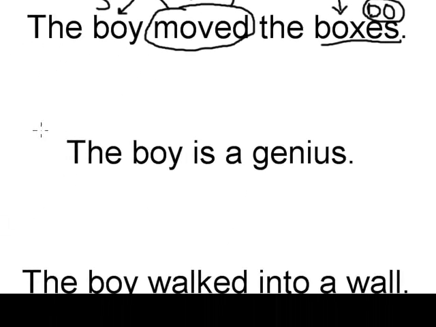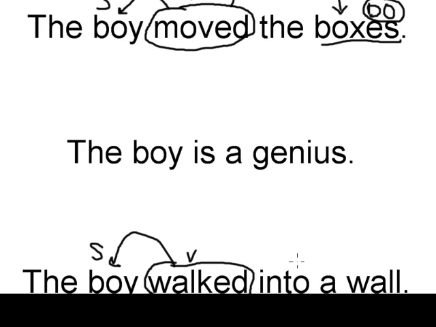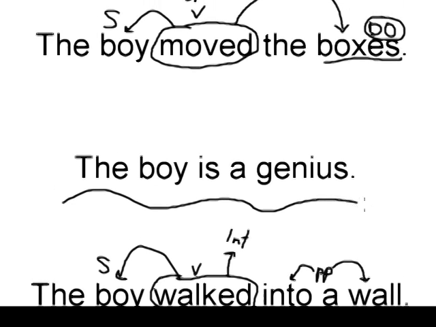I want to jump down to this third sentence real quick. The boy walked into a wall. Got a verb? Walked. Who did the walking? The boy. There's our subject. Okay. Here in this one, we have the verb immediately followed by a prepositional phrase because it doesn't answer the what or the who question. It answers the where question, making this a prepositional phrase. Here's our preposition. All prepositional phrases end with a noun or a pronoun. So this is a prepositional phrase. So walked does not have a direct object. Therefore, it is intransitive.